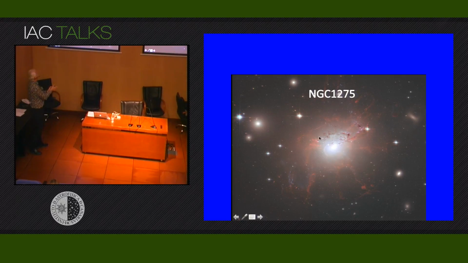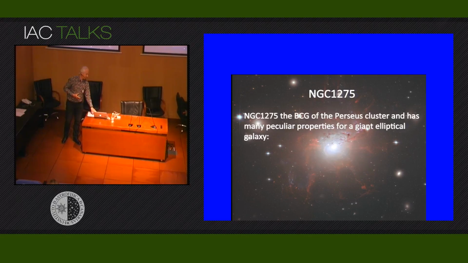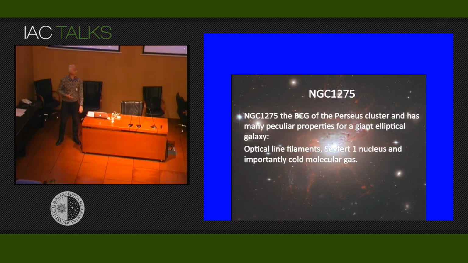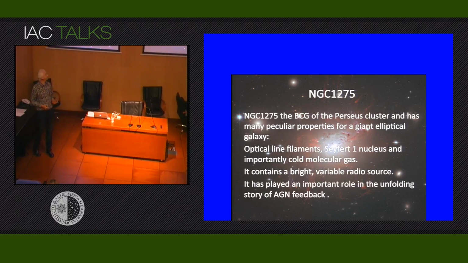Yeah, here. So you have the galaxy, an active core in the center, which has a very bright radio source, which is variable, and has a Seyfert nucleus. But you also see in red here optical line filaments, which stretch out very large distances, 30 to 50 kiloparsecs from the center, and you also see dust absorption. So this may appear to be a very peculiar elliptical galaxy, but is actually an archetypal central cluster galaxy in a cooling flow system. So it's unlike most giant ellipticals. It has optical filaments, a Seyfert nucleus, and cold gas, and a bright variable radio source.